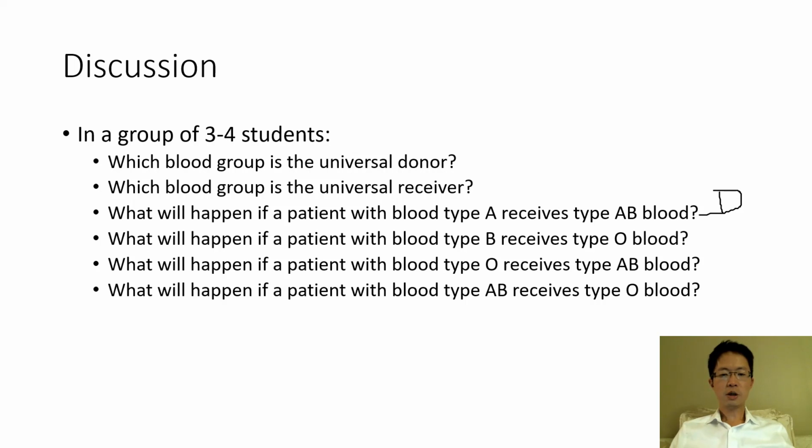Second question, a patient with blood type B receives blood type O. Will the patient live or die? Live. Good. If the patient with blood type O receives blood type AB, will the patient live or die? Die. When a patient with blood type AB receives type O blood, will the patient live or die? Live. Okay.